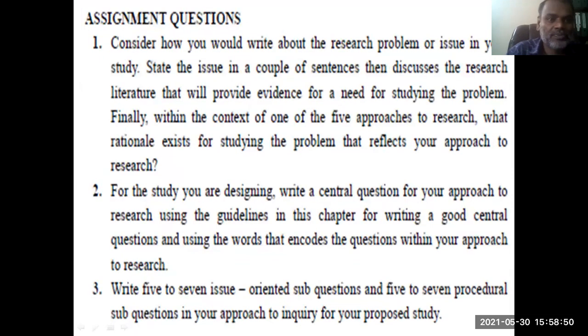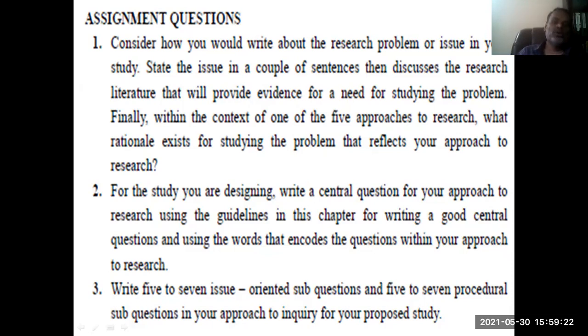There are 3 assignments. Consider how you would write about the research problem or issues in your study. State the issues in a couple of sentences, then discuss the research literature that will provide evidence for a need for studying the problem. Finally, within the context of one of the 5 approaches to research, what rationale exists for studying the problem that reflects your approach to research?